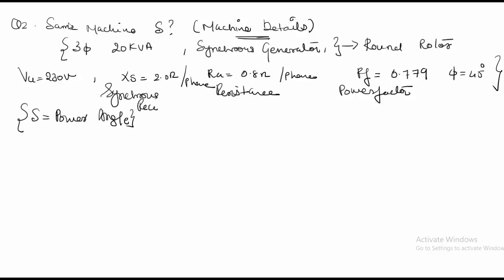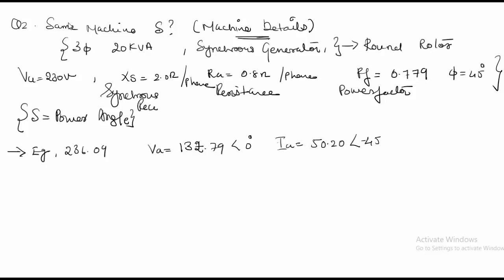Now based on the last lecture, the last example, the EG was calculated close to 236.09 and the VA was found out as 132.79, making an angle of 0 degree, and the IA was equal to 50.20, making a minus 45 degree angle which was lagging. So this was lagging angle power factor. So now the question is to find the power angle delta. So how can you find it?